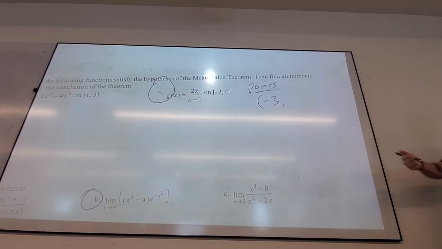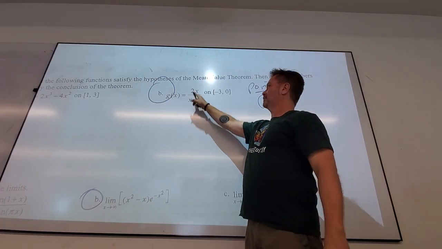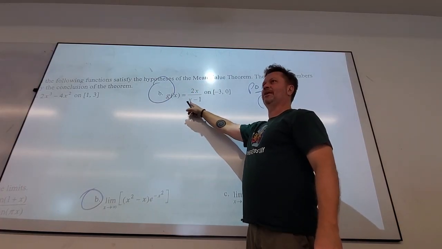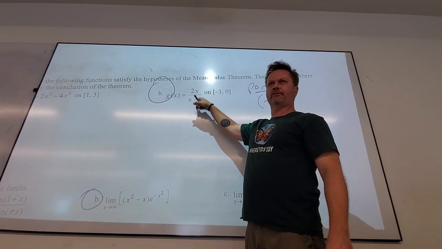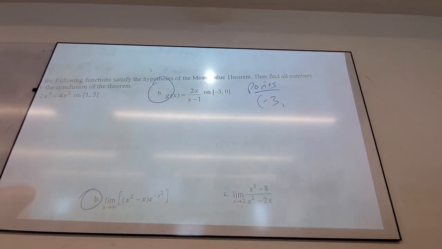What do I get on the top? -6. What do I get on the bottom? -4. -6 over -4 is 6 over 4, which is 3 over 2.